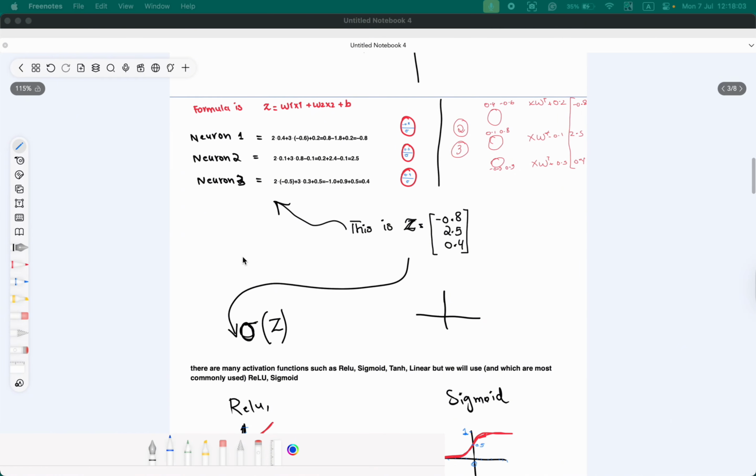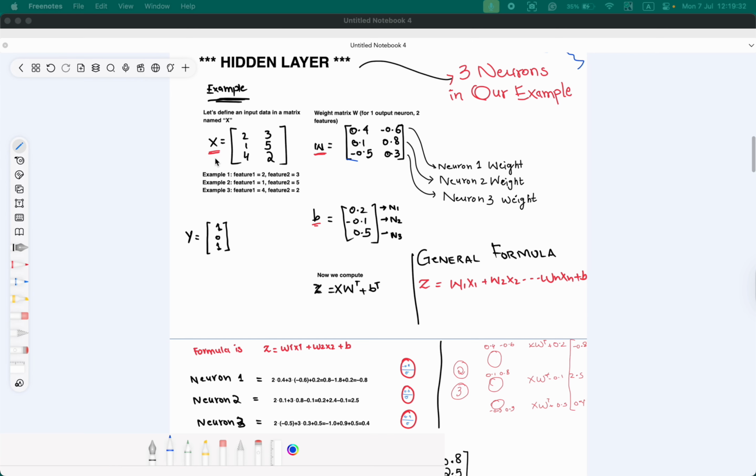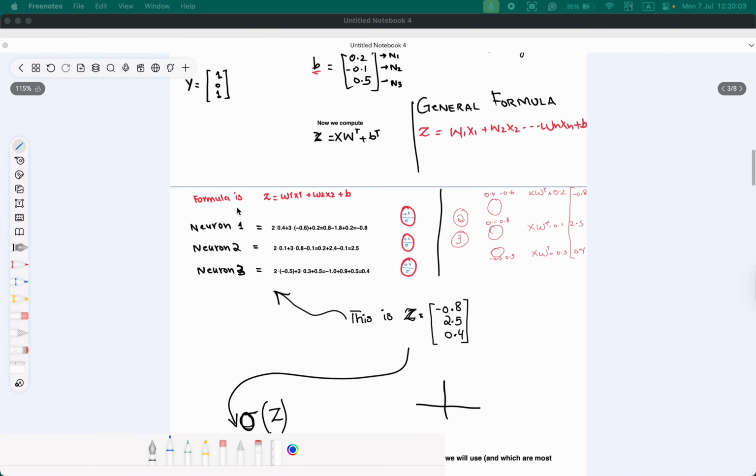So we will define an input matrix. For now, you understand we have an X matrix of shape 3, 2. So we have 3 examples and 2 features, and the weight matrix has shape 3, 2 as well, but we will multiply the X matrix by its transpose, 2 comma 3. We will multiply this with the W matrix and add a bias term. This is the general formula, and here are some calculations for each neuron.